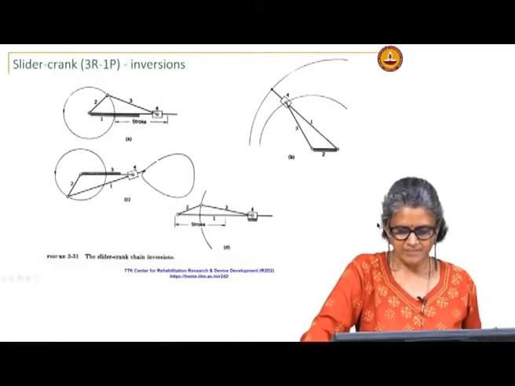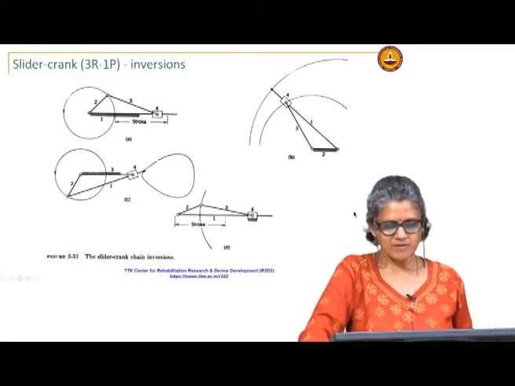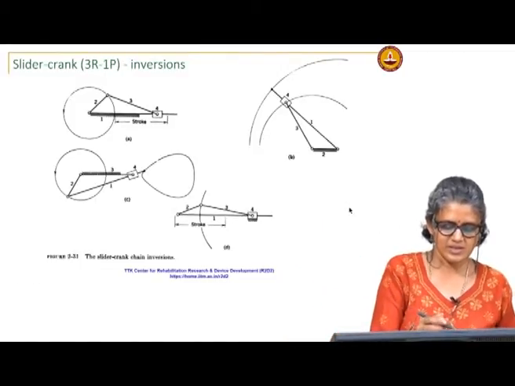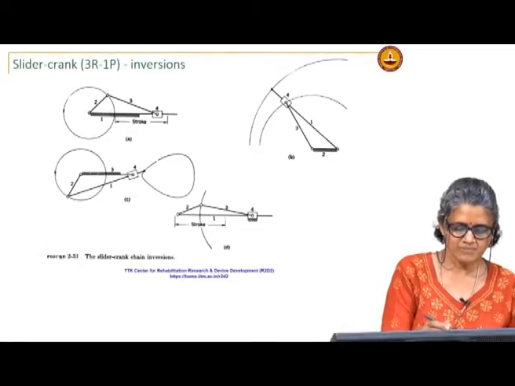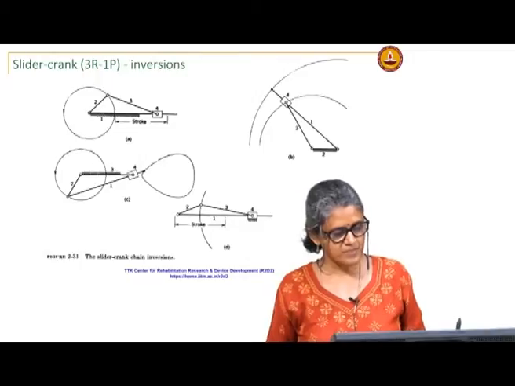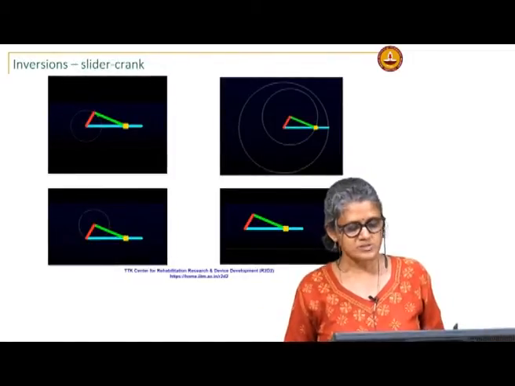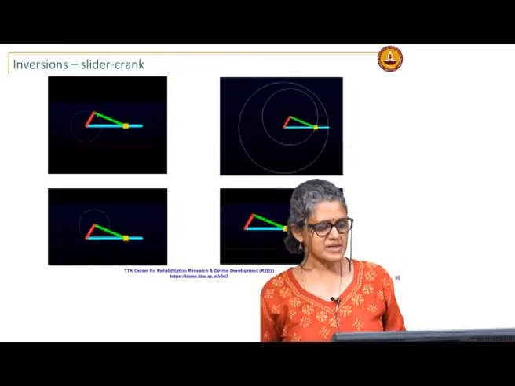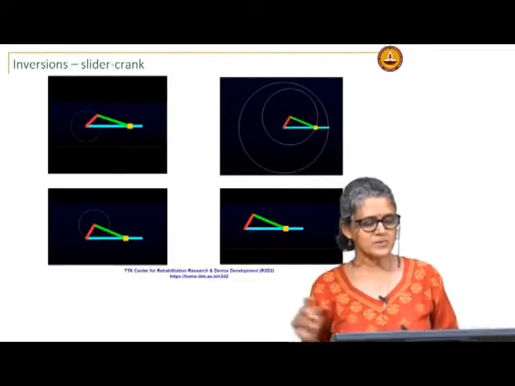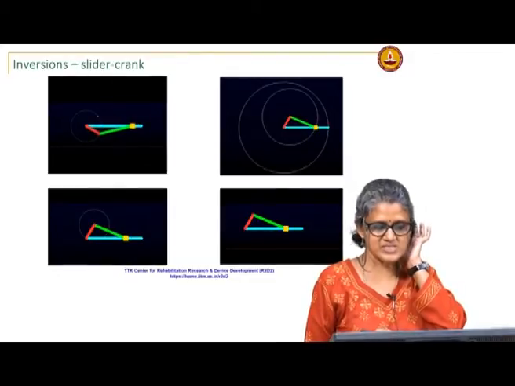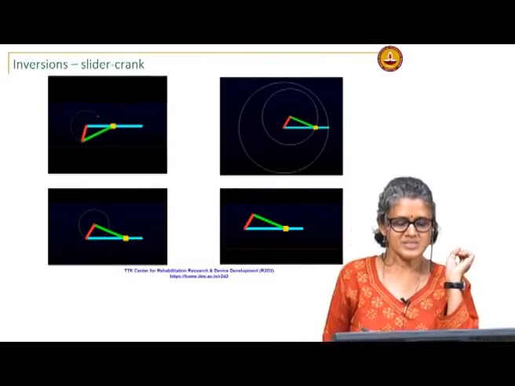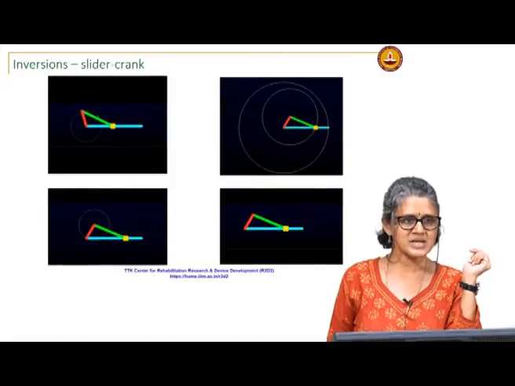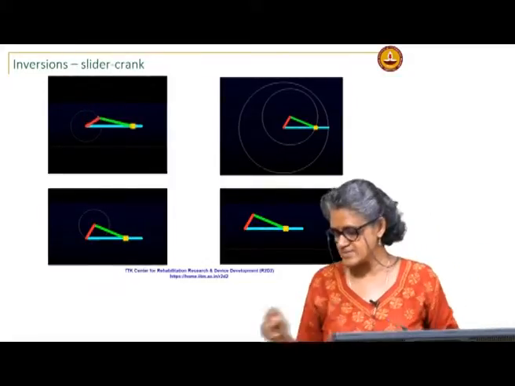Similarly, for a slider crank, you could again have 4 inversions. I will show you the possible inversions. Here you can see that all 4 of them are essentially the same slider crank, but in each of these a different link will be fixed. So, let us start with the case where the path is fixed and the slider block is moving back and forth on that path. So, the slider block has translatory motion in this case.